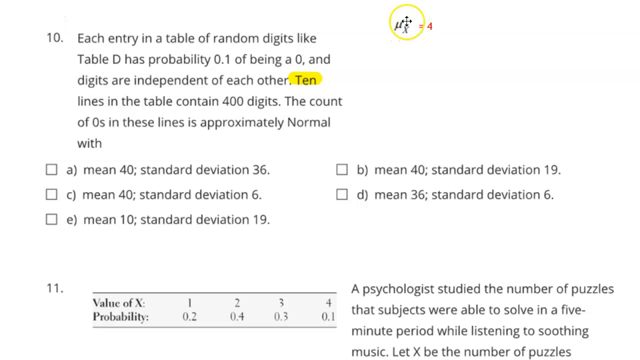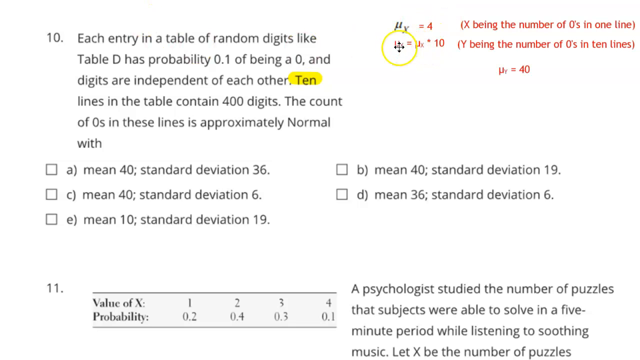Now we already know the mu sub x, the mean of the probability distribution for the number of zeros in the chart, is going to be equal to 4. I should clarify that x is the number of zeros in one line. What I would have to do in order to get the new random variable is multiply this number by 10. So mu sub x times 10 is going to be equal to mu sub y, which is equal to 40. So I can go through and cancel out all the ones that I know are not correct. It's not this one, and it's not this one.